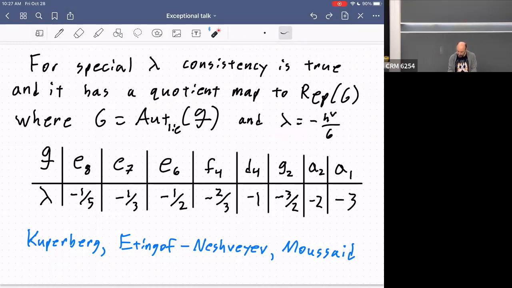This parameter lambda actually has a very good explanation. It's minus the dual Coxeter number over 6. The reason that 6 is there is because of the weird 12 that I chose before, and the reason that's a 6 and not a 12 is that the definition of the dual Coxeter number is weird and should have a 2 in it. So basically, up to conventions, it should just be the dual Coxeter number. Okay, any questions on this table? So this is what I mean by when I say it goes through all of the exceptional. And yes, by this definition, SL3 and SL2 are exceptional. But, you know, how could you tell? They're so small, they're everything.